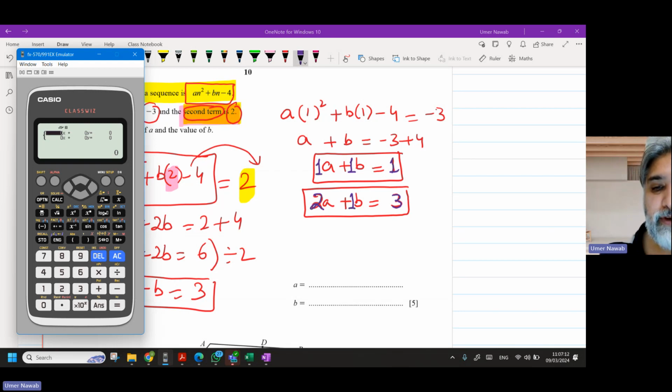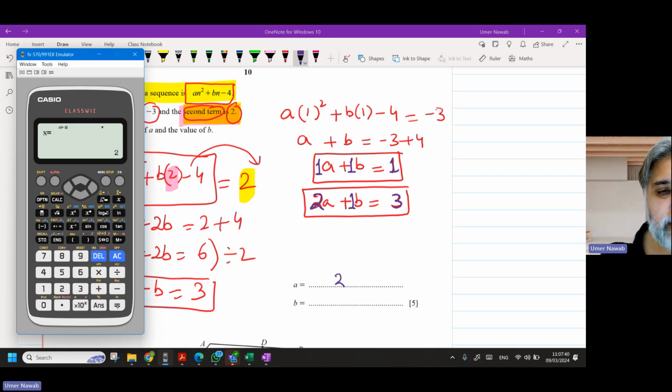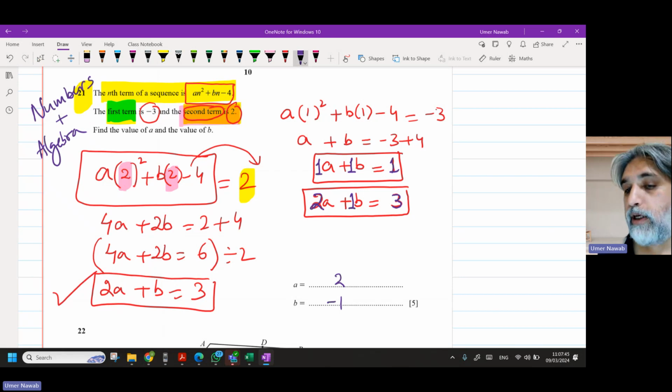So the coefficient of a is 1 in the first equation, and then the coefficient of b is 1, enter. And the constant on the other side is 1, enter. Second equation, coefficient of a is 2, enter. Coefficient of b is 1, enter. The constant in the second equation is 3, okay. And now once you press the equal sign the first time, it gives you an answer. So a is 2. And the next press of equal will give you the value of b, which is -1. But you have to show your working, guys.